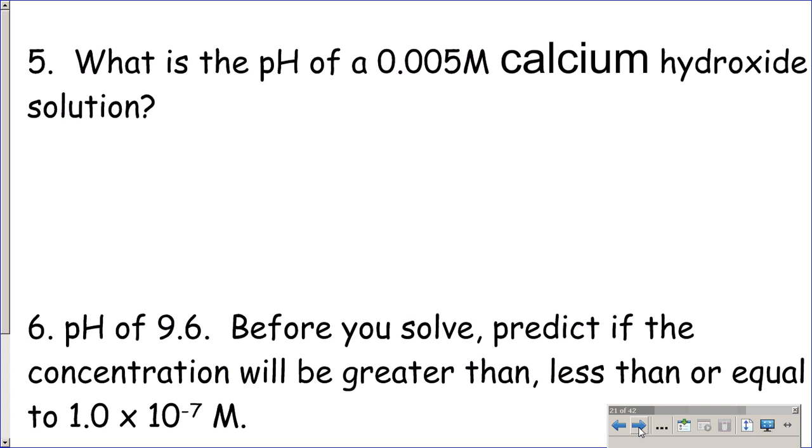I want to do this one. I'm deliberately choosing this one because I want you guys to help me here. So I'm asking for pH, but I want to know pH, pOH, hydronium concentration, and hydroxide concentration. I want to know them all, okay? So what am I giving you?